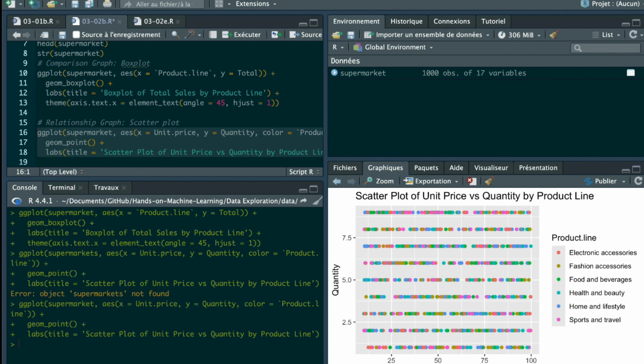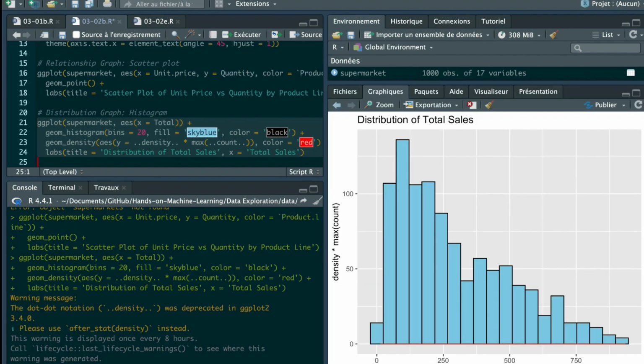Histograms are perfect for understanding the distribution of a single variable. Let's create a histogram to see how total sales are spread out in our dataset. In this plot, the bars represent the frequency of total sales within specific ranges, while the red line overlays a density plot to give us a smooth estimate of the distribution. Use bins to control the number of bars in your histogram. A higher number of bins gives more granularity, but too many can make the plot noisy.